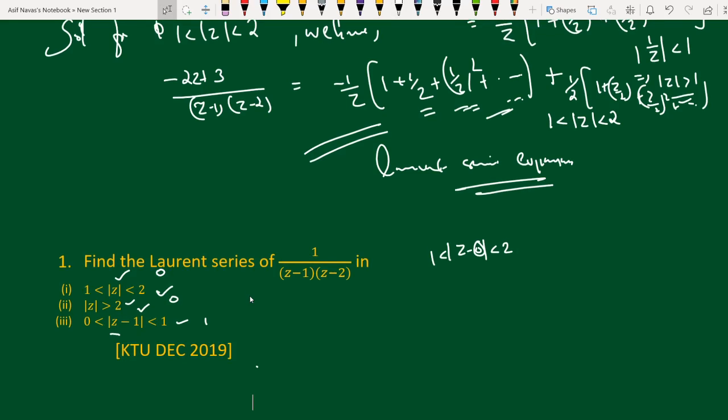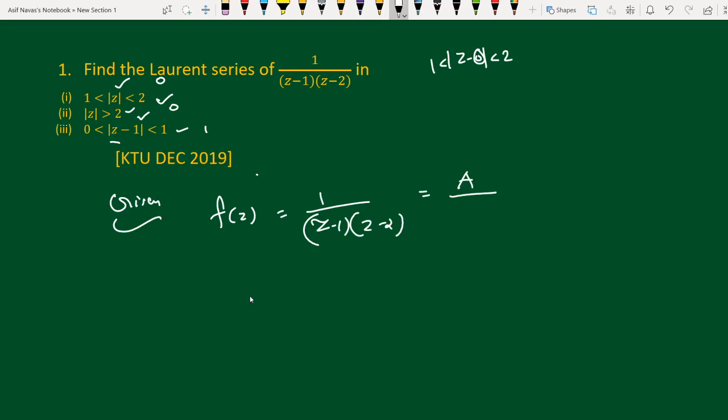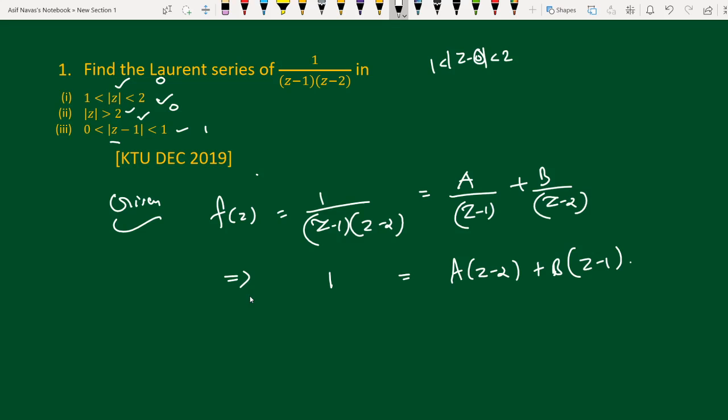So first, we are given f of z equal to 1 by z minus 1 into z minus 2. For this we will use partial fractions: a by z minus 1 plus b by z minus 2, which implies 1 equal to a into z minus 2 plus b into z minus 1. Okay, so this is our equation.